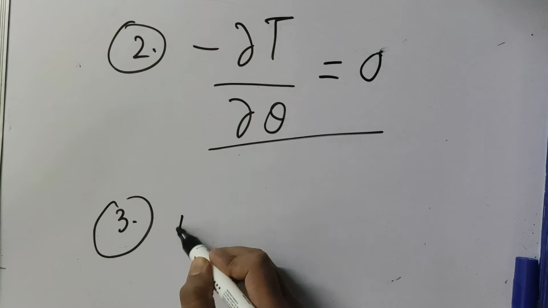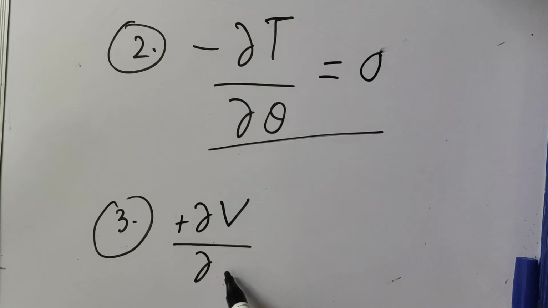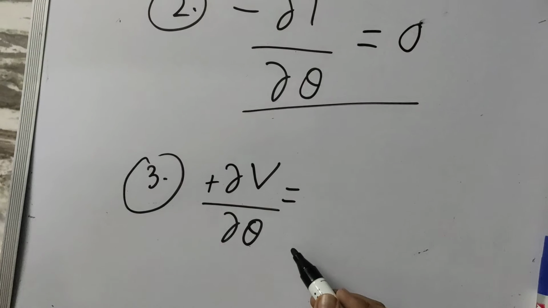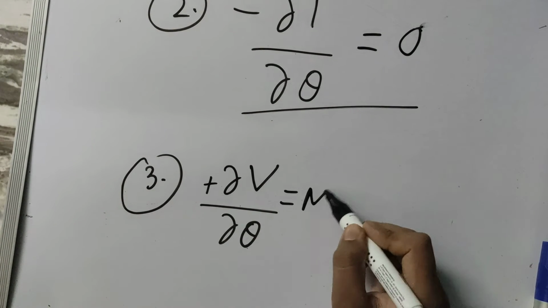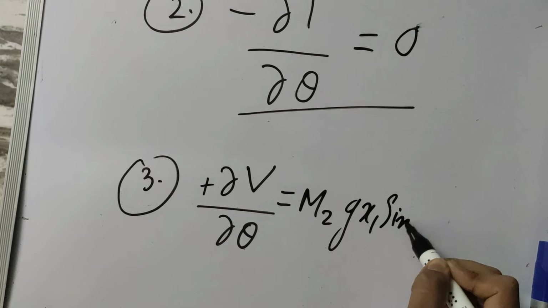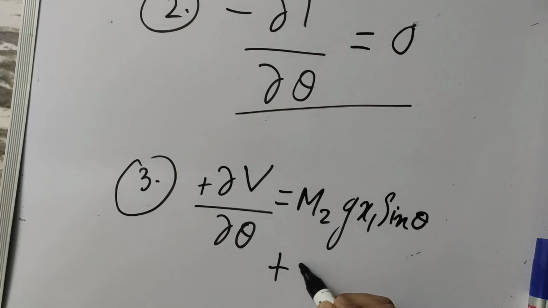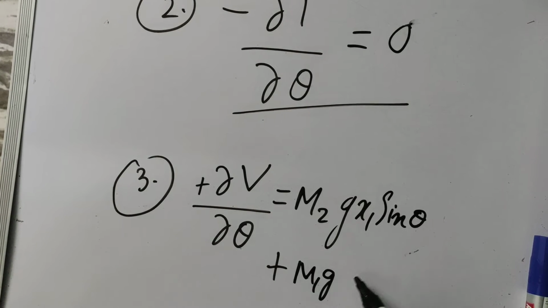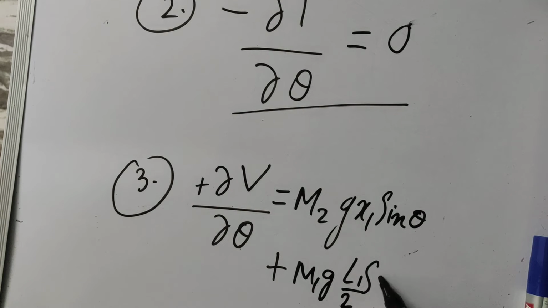Now what is the third term? It is plus partial V with respect to partial theta, and that is what we are getting. I'm writing the final result again. It is basically m2 g x1 sine theta plus m1 g L1 by 2 sine theta.